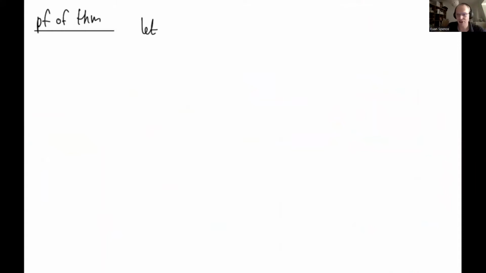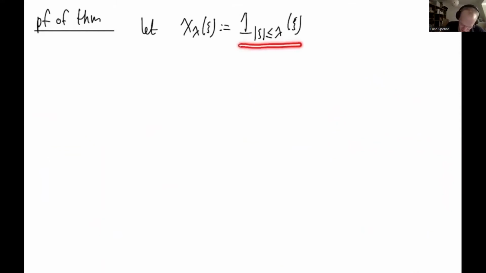So I'm going to let chi sub lambda of Fourier variable psi be defined as just the indicator function of mod psi less than or equal to lambda. Of course this indicator function notation is good, but it's going to be a little more convenient just to have this as a function, rather than writing indicator function all the time. I'm going to call this chi sub lambda of Fourier variable psi.